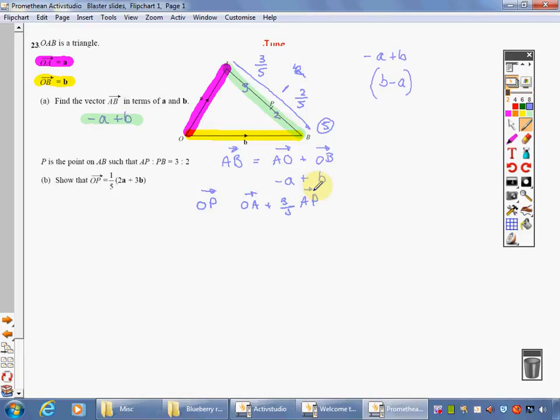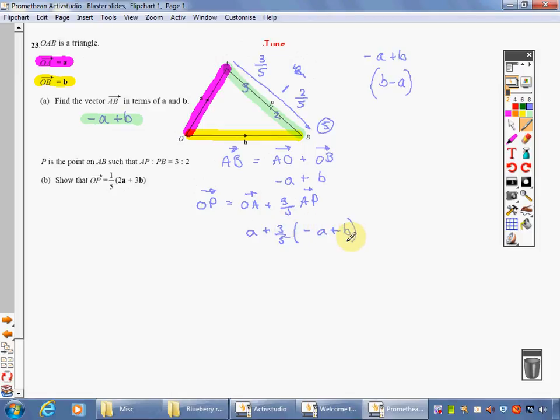And now what I'm going to do is, sorry, I didn't put the equal sign in, is use my colours that I've already got to define what they are. So that's the purple, which is A, plus 3/5 of the green. Don't forget the plus, sorry. And the green is minus A.